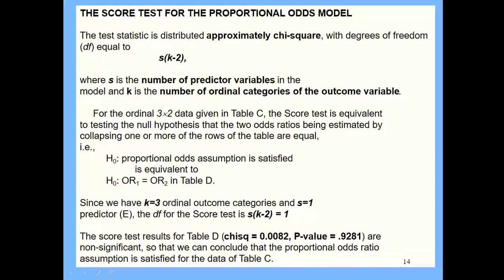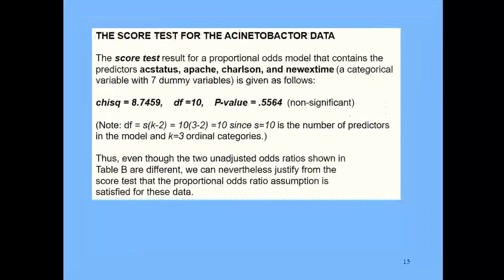For the hypothetical data, the chi-square value is 0.0082, and the p-value is 0.9281. What does that say? What's the null hypothesis? I'm doing the hypothetical data. The null hypothesis is that the proportional odds model is okay. And this says it's not significant, so it is okay. At least I can't reject it. That's what I get when I do that. Now, what about what we wanted to do?